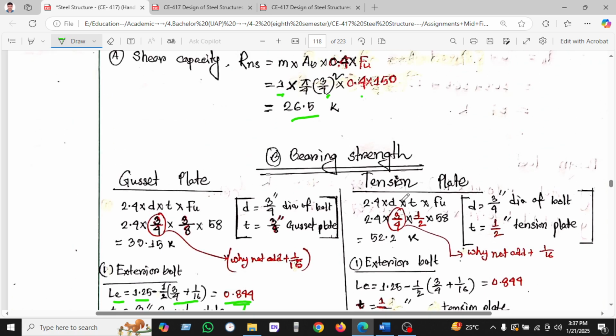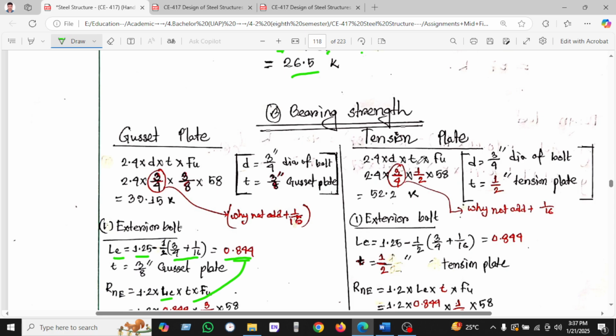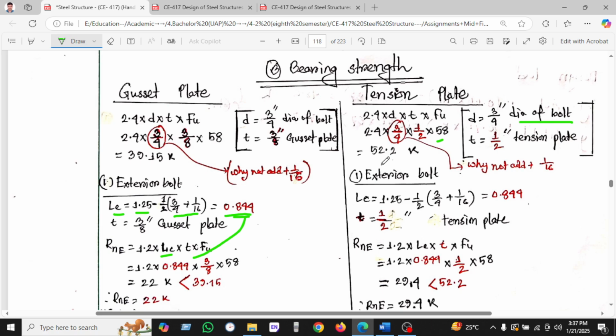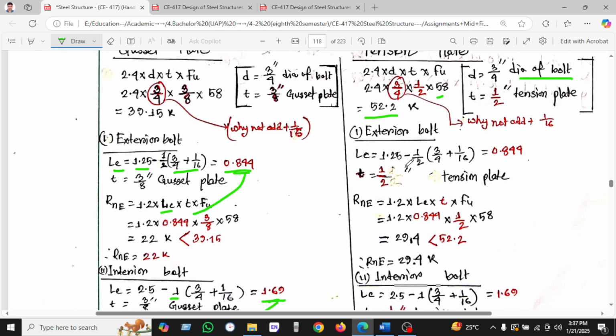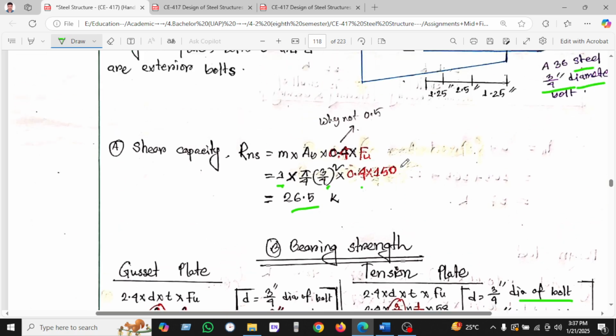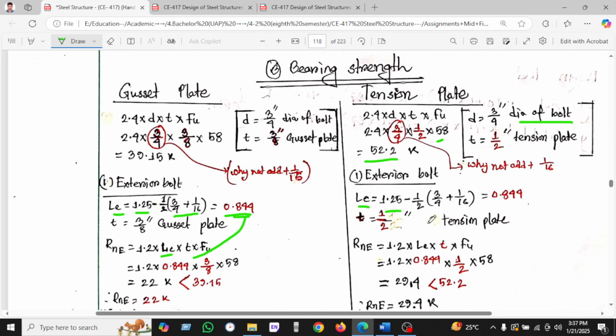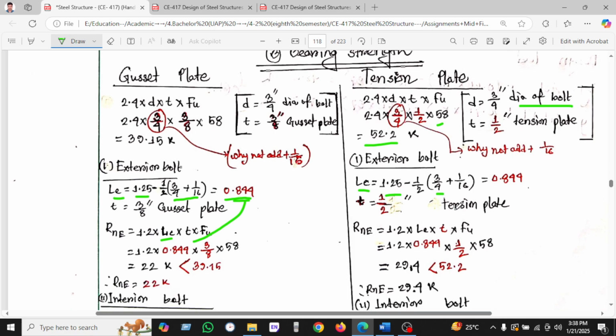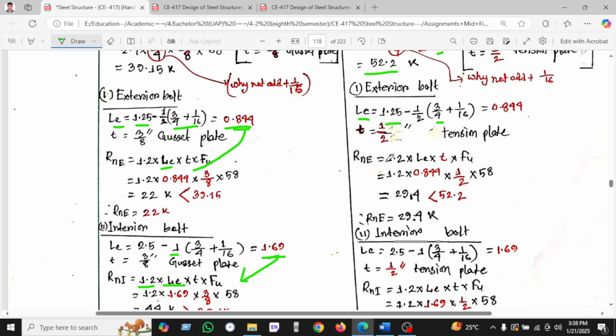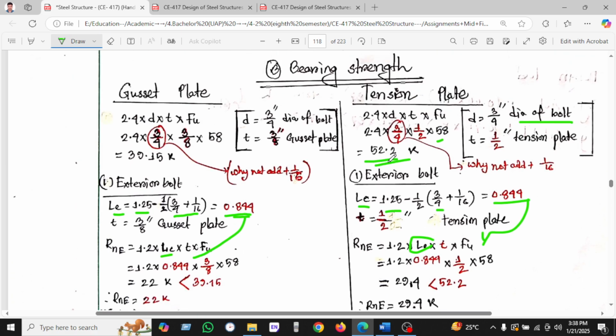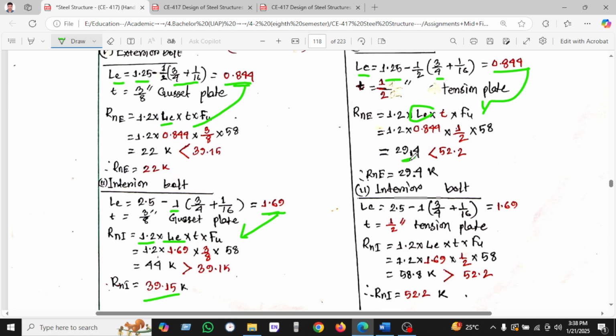In the same way, we'll calculate for the tension plate. We have been seeing 2.4 d into t into Fu. So I will get 3 by 4, which is the diameter of the bolt, and half into 58 is given. So for the exterior bolt we found 52.2. For the exterior bolt, we are seeing the Lc 1.25 given in the figure, minus half of the hole, and the hole diameter is 3 by 4 plus 1 by 8. And the tension plate thickness we have been found half, and Rn equal to 1.2 Lc calculated previously as 0.85, and putting here, found 29.4, which is less than 52.2. So we are taking the lesser value, 29.4.